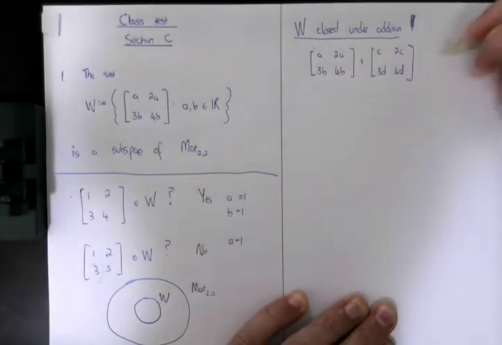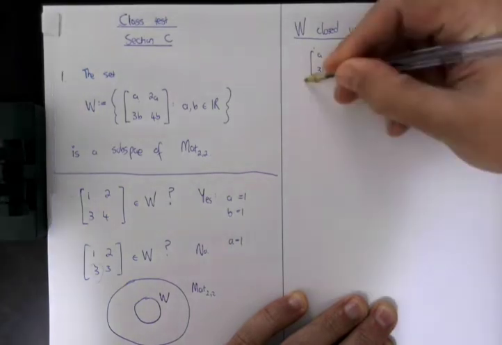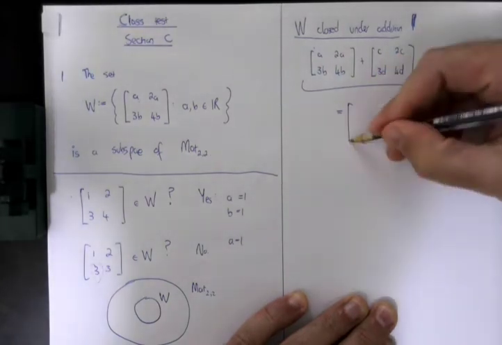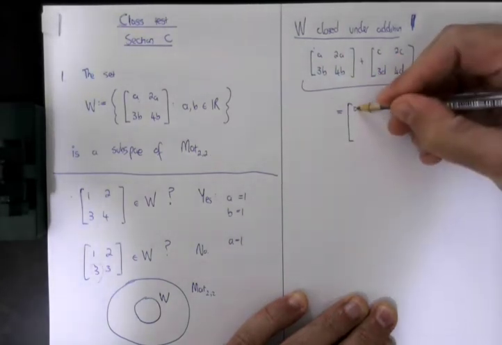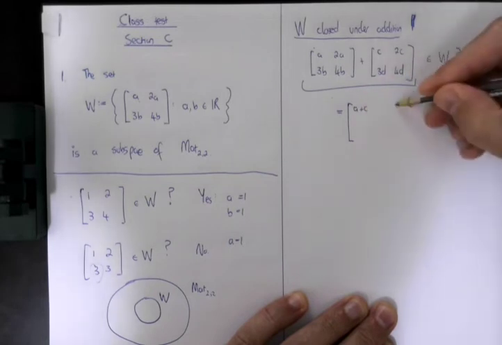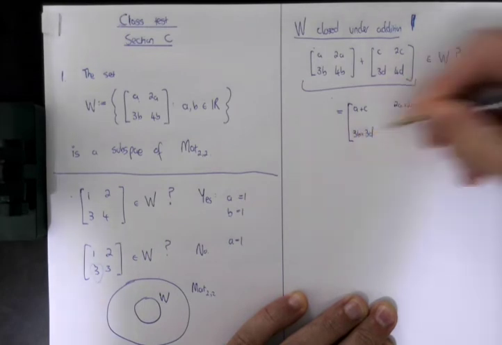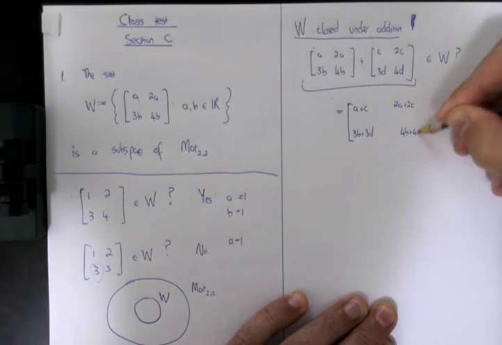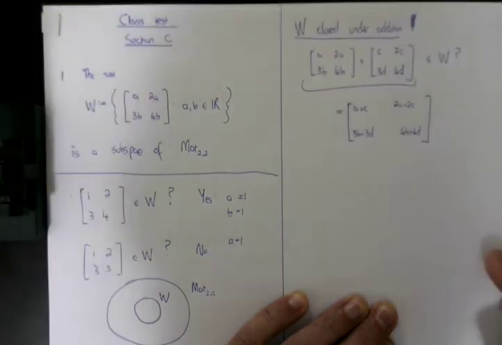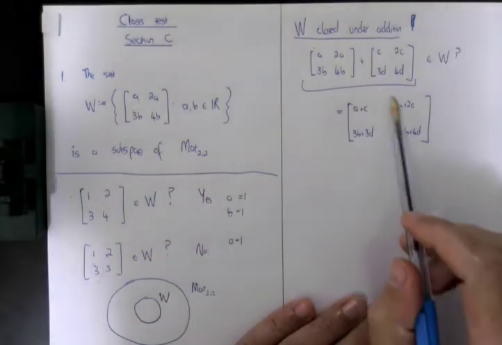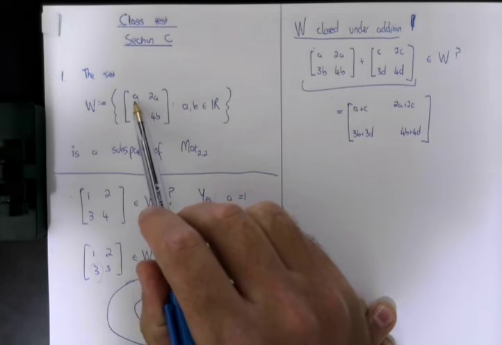So now I compute. The question is, is this in W? So let's compute it. This is, by definition of matrix addition, the new matrix whose top left entry is A plus C, its top right entry is 2A plus 2C, the bottom left entry is 3B plus 3D, and the bottom right entry is 4B plus 4D. That's not yet good enough to tell me whether it's in W or not. Something is in W if it takes this form. So I need to write this matrix in this form to be sure that it's in W.